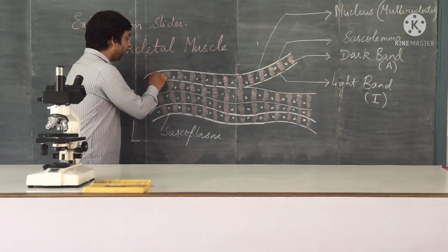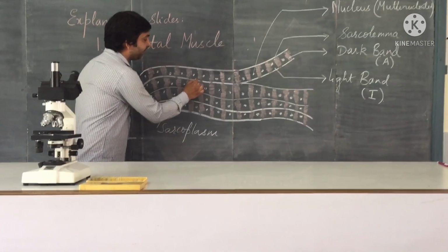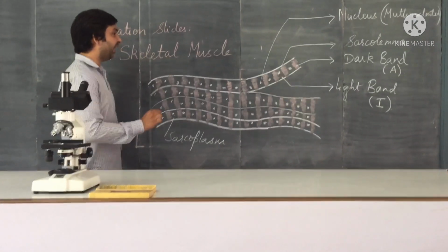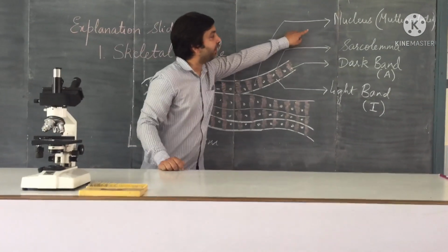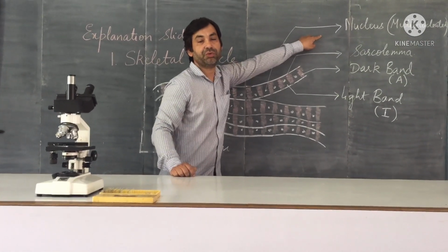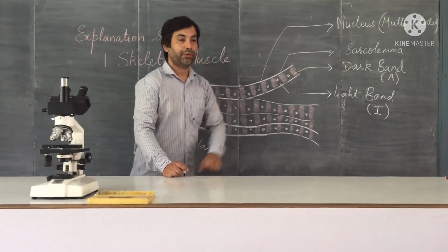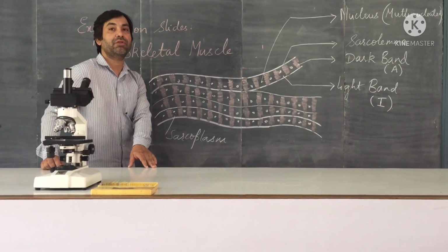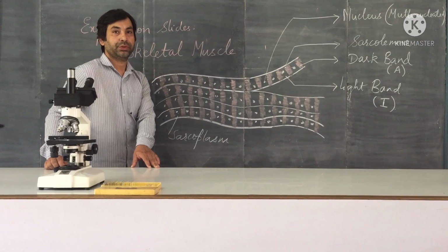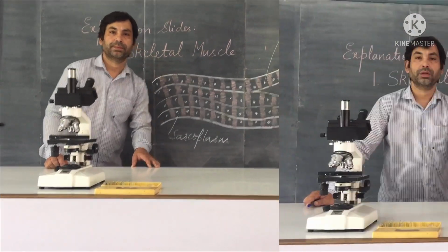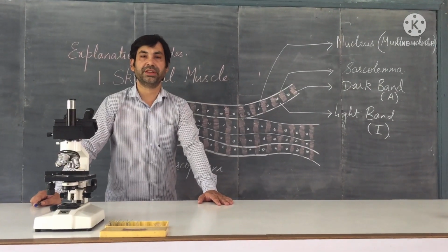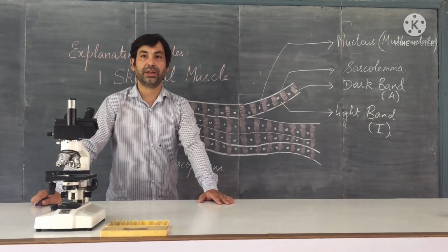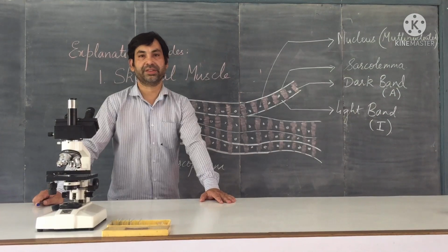Second, the shape of the skeletal muscle fiber is cylindrical. Third, it is multinucleated, and the nucleus is peripheral. Fourth, striated muscles are voluntary in nature. These striated muscles are found in limbs, pharynx, tongue and the beginning of the esophagus.